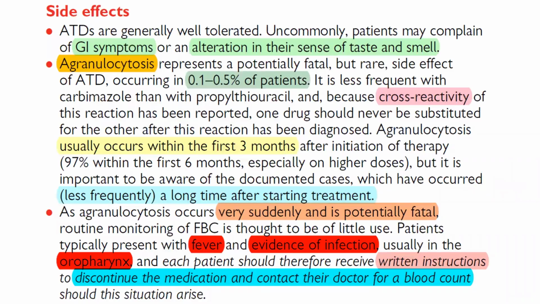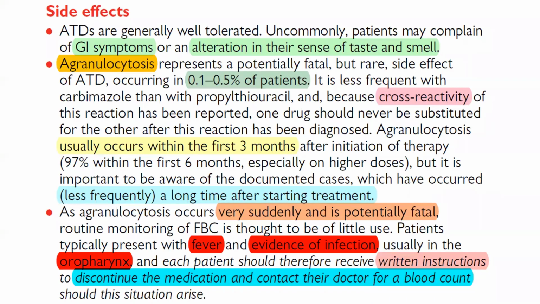And the side effects of anti-thyroid drugs are very important. Agranulocytosis is very important. Once you suspect agranulocytosis, you should stop anti-thyroid drugs and go for a differential blood count. If the granulocyte count is less than 500, this is a case of agranulocytosis, so don't try to restart the anti-thyroid drug. This is fatal.